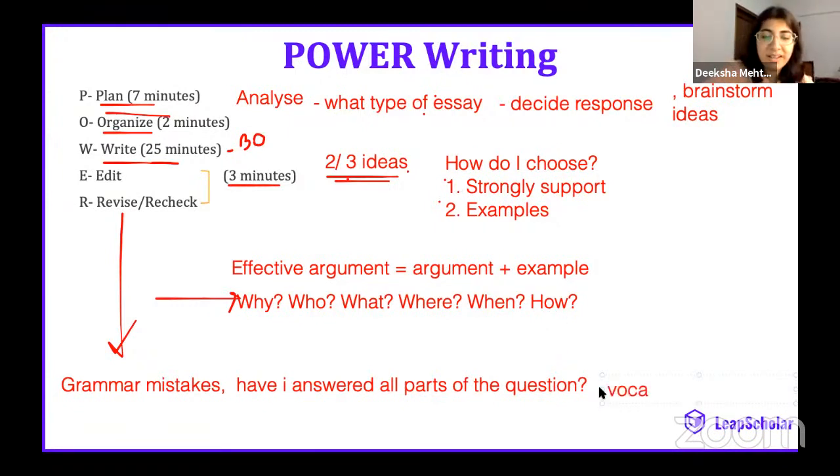vocabulary as well. Have I repeated my words? Is there repetition? If there is repetition, please try and use a synonym now. Right? So proofreading. Remove repetition, use synonyms. So read your essay at least twice, not once, at least twice after you've written it. Once is not enough. You will not be able to spot all the errors by just reading it once. Right? So read at least twice.